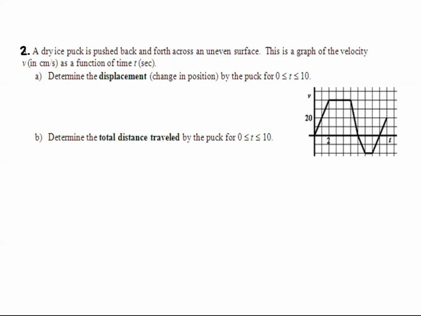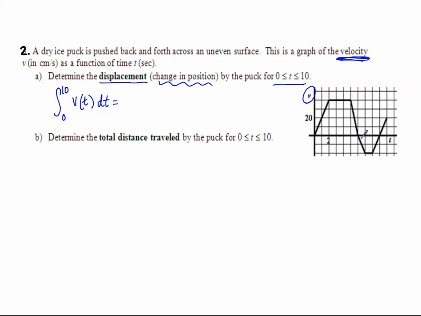One more. A dry ice puck is pushed back and forth across an uneven surface. This is a graph of its velocity in centimeters per second as a function of time in seconds. Determine the displacement. So I want the displacement, or the change in position, from 0 to 10 seconds. That's going to be the integral from 0 to 10 of the velocity with respect to t. This means the net area under the velocity curve, or between the velocity curve and the x-axis.